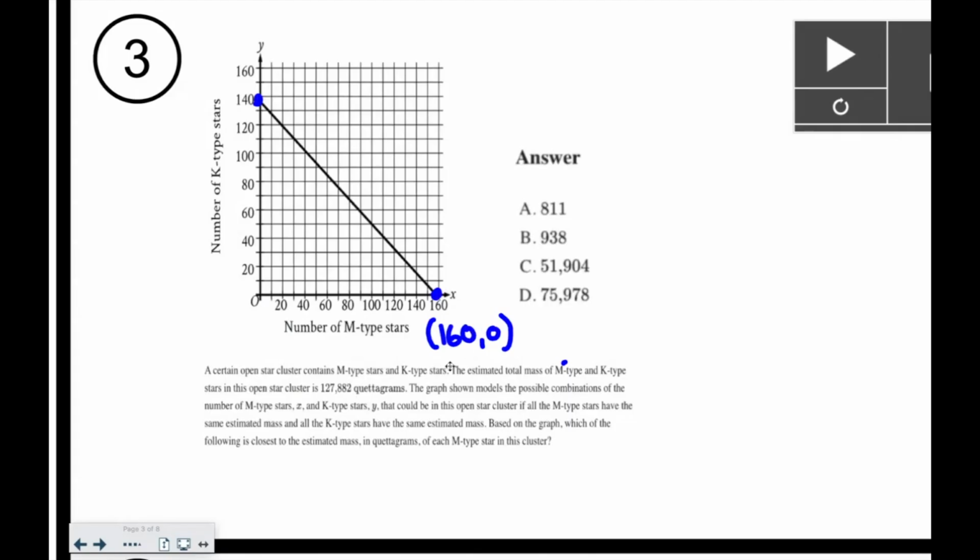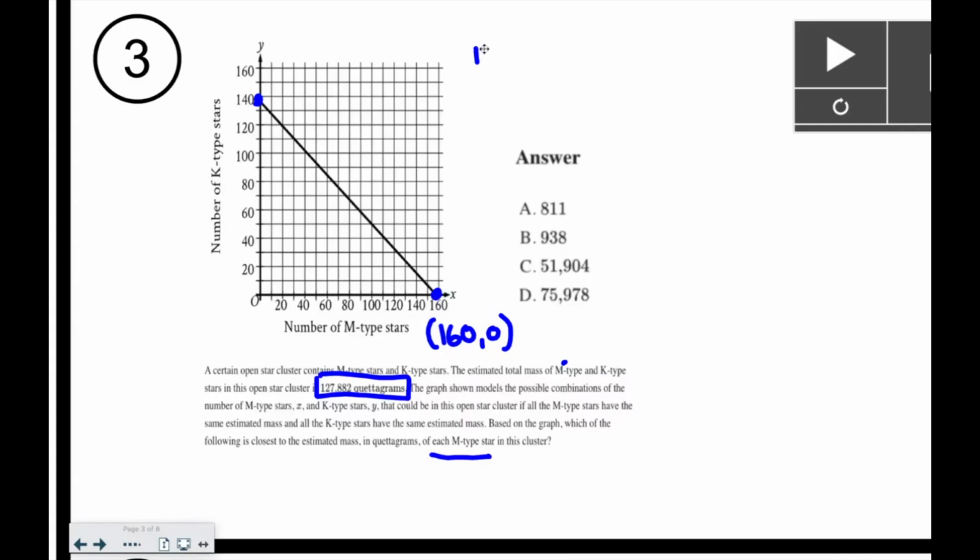Because if the total weight or mass is always this number, and I want to know the mass of each M type star, then I want to pick the point on the graph that doesn't have any K type stars, because I don't need to know anything about that. So basically, if 160 of these stars is this big number, then all I have to do is divide to find out what one of them is.